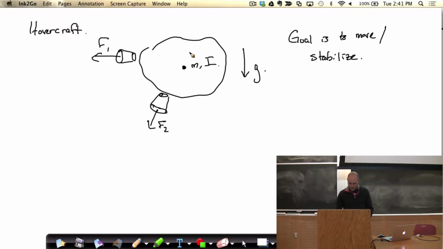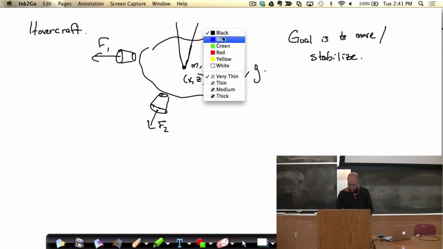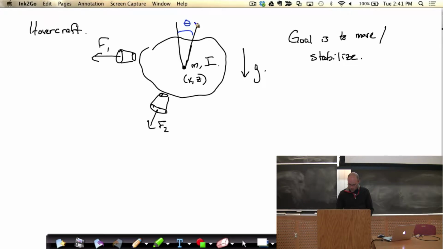those positions. So let's give it a coordinate. We'll say maybe I'll do it in the XZ plane just to remind us that there's gravity. XZ, and then we'll give it some angle of the rigid body, theta. Okay. So we want to move around and stabilize the position, X, Z, and theta.